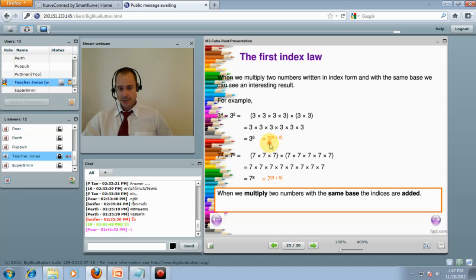So you have the base. If you have the same base, you just add the indices. Another example, 7 to the power of 3 times 7 to the power of 5. Then you have the base, and then you add the indices. So 3 plus 5 is 8. So in this case, 7 to the power of 8 is the answer.